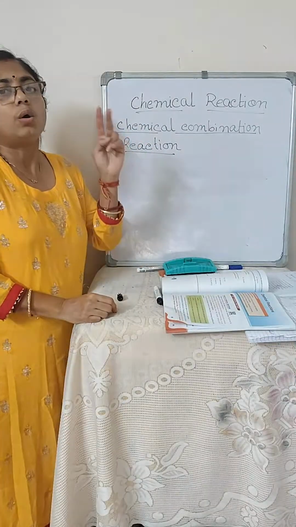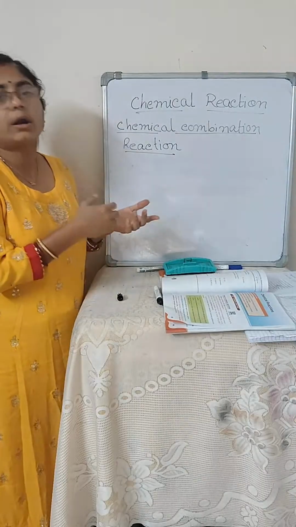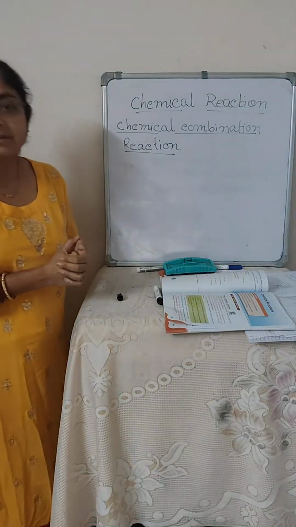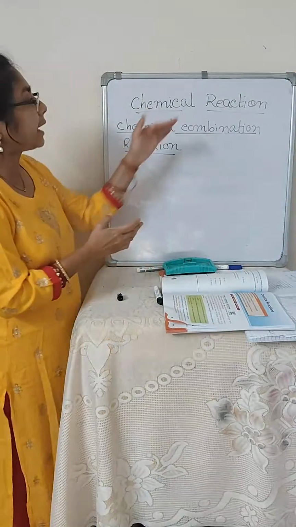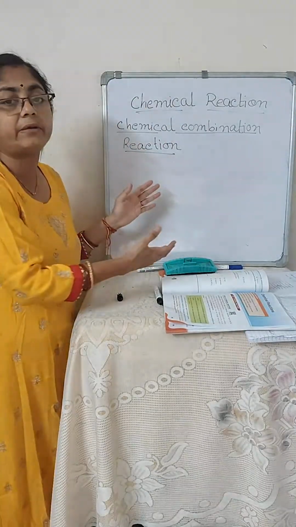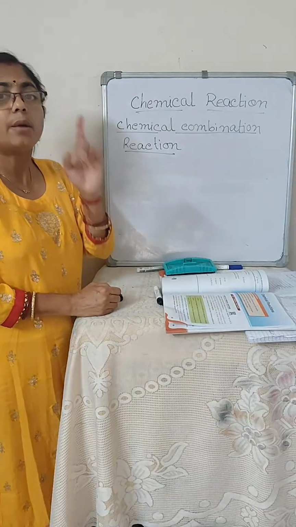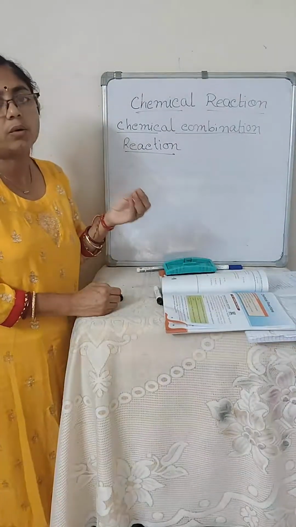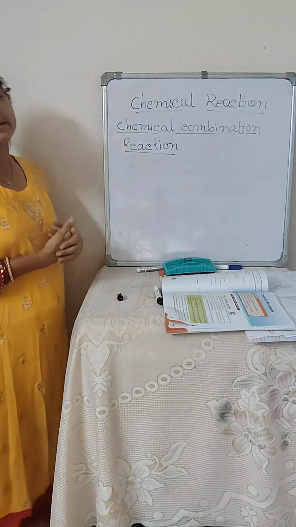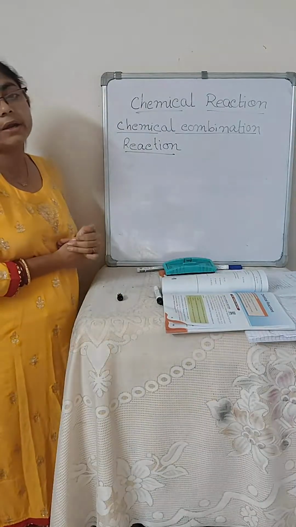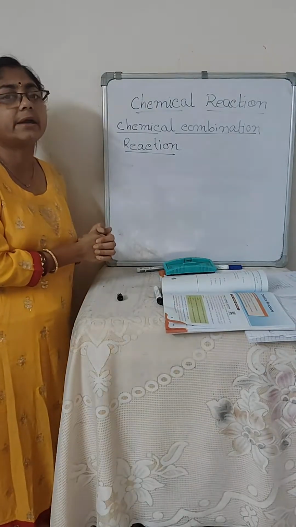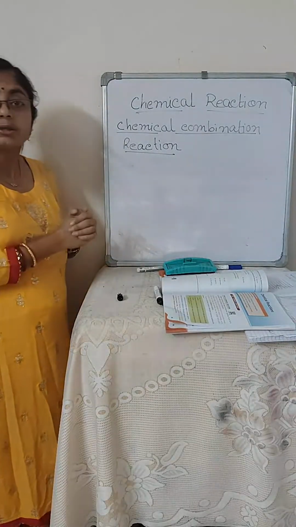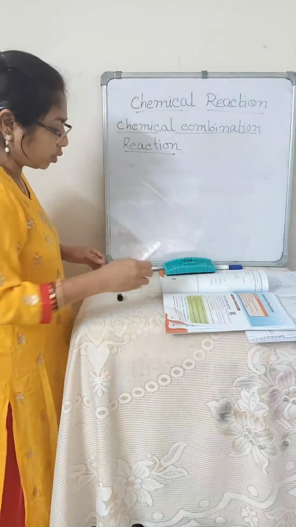Where two or more substances, elements or compounds, are present in a chemical reaction, and after the reaction only one product is made. It is called a chemical combination reaction. Another name of the chemical combination reaction is synthesis reaction also.